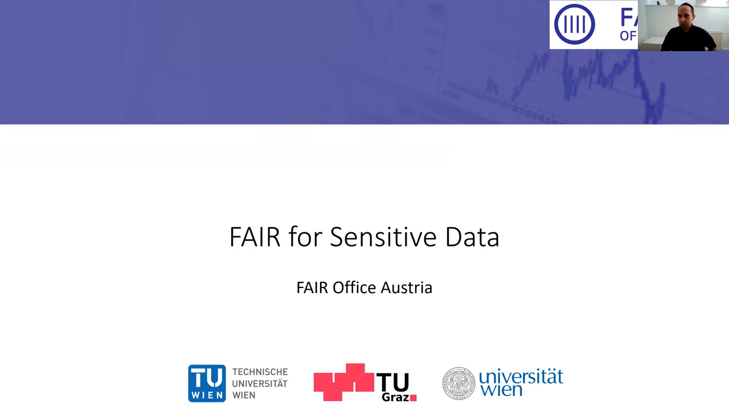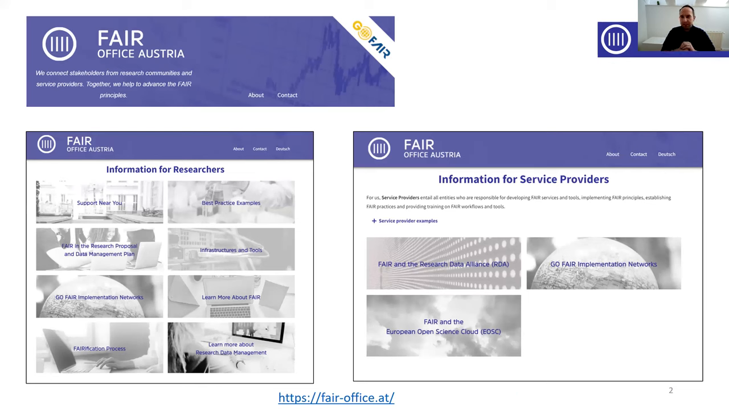First of all, I would like to start with a few words on Fair Office Austria, who we are, what we do, and then present you the agenda of the meeting. Fair Office Austria is a contact point in Austria for anything regarding fair principles. Fair principles are findability, accessibility, interoperability, and reusability. And we provide both information for researchers and also for infrastructure providers, because achieving fairness is not a sole responsibility of the researchers. The researchers must also have the services to use, or they must have a place where they can ask for help. To learn more about the Fair Office Austria, please visit our website fairoffice.at.